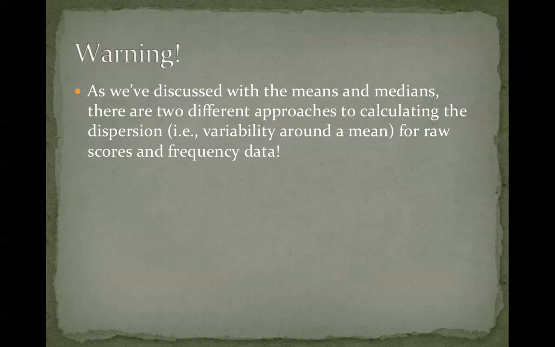And this all comes with one big warning, and that is that, much like with the means and medians, there are actually 2 approaches for calculating dispersion, which is, again, the variability around the mean. It's one version for the raw scores and one version for the frequency data. We will make it very clear to you what we want. Most often, you will be calculating most of your stats for raw scores, but it is possible that you might need it for frequency data as well.